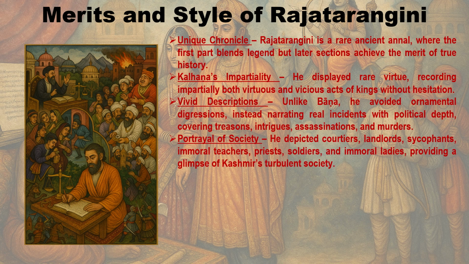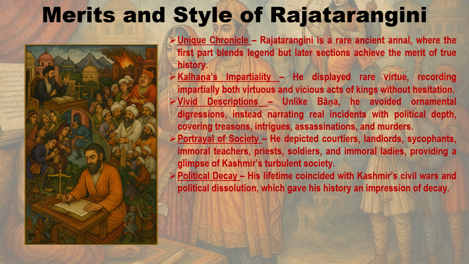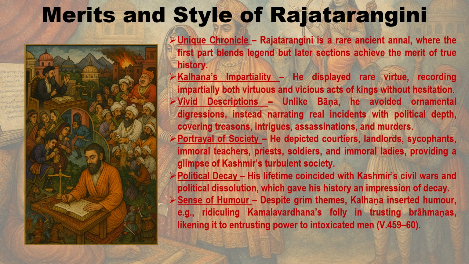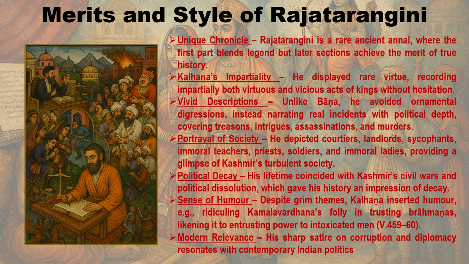He depicted courtiers, landlords, sycophants, immoral teachers, priests, soldiers, and immoral ladies, providing a glimpse of Kashmir's turbulent society. His lifetime coincided with Kashmir's civil wars and political dissolution, which gave his history an impression of decay. Despite grim themes, Kalhana inserted humor, for example, ridiculing Kamalavardhana's folly in trusting Brahmanas, likening it to entrusting power to unintoxicated men. His sharp satire on corruption and diplomacy resonates with contemporary Indian politics.